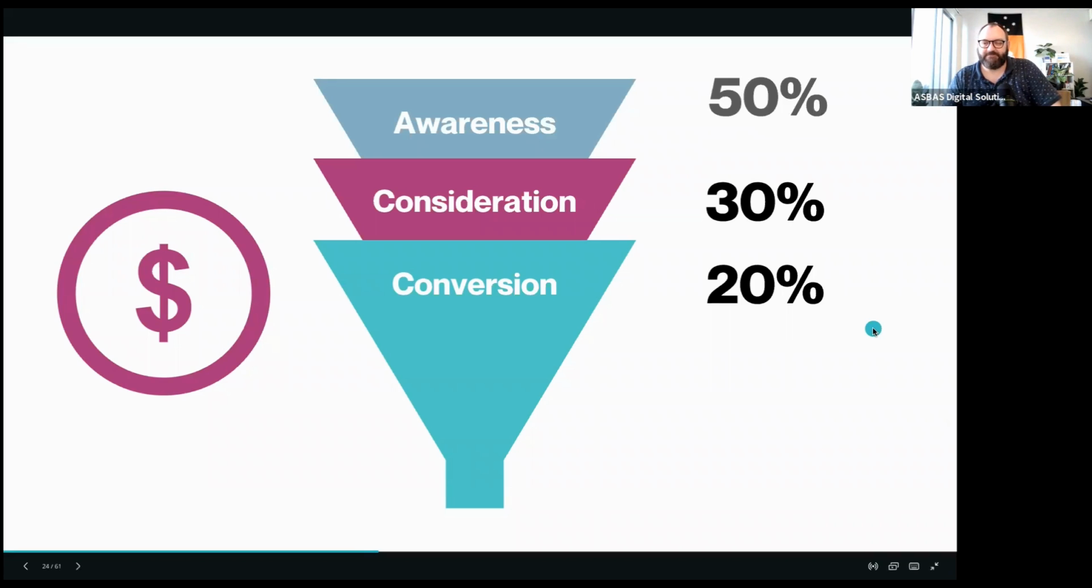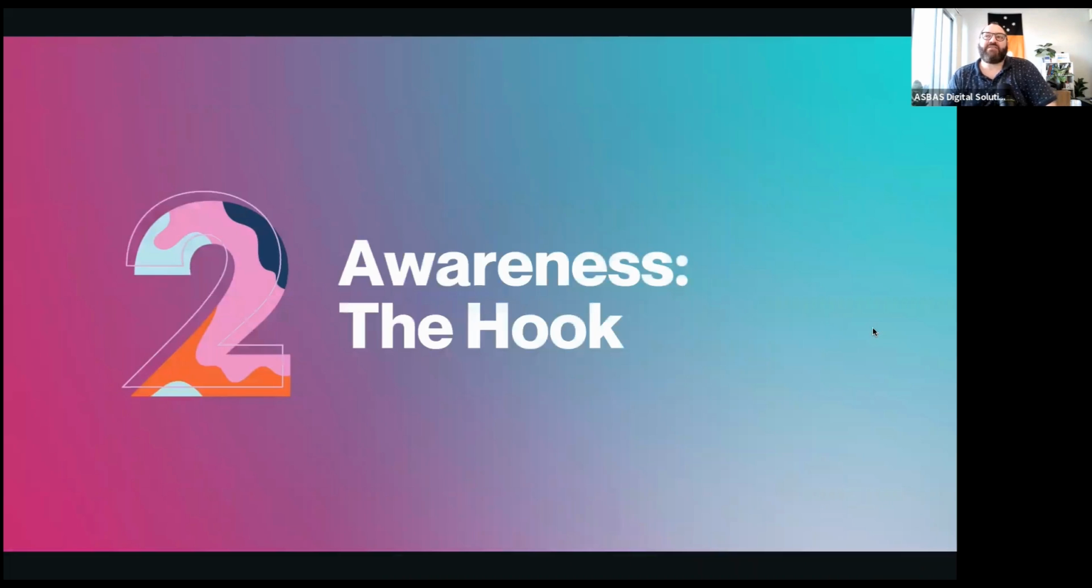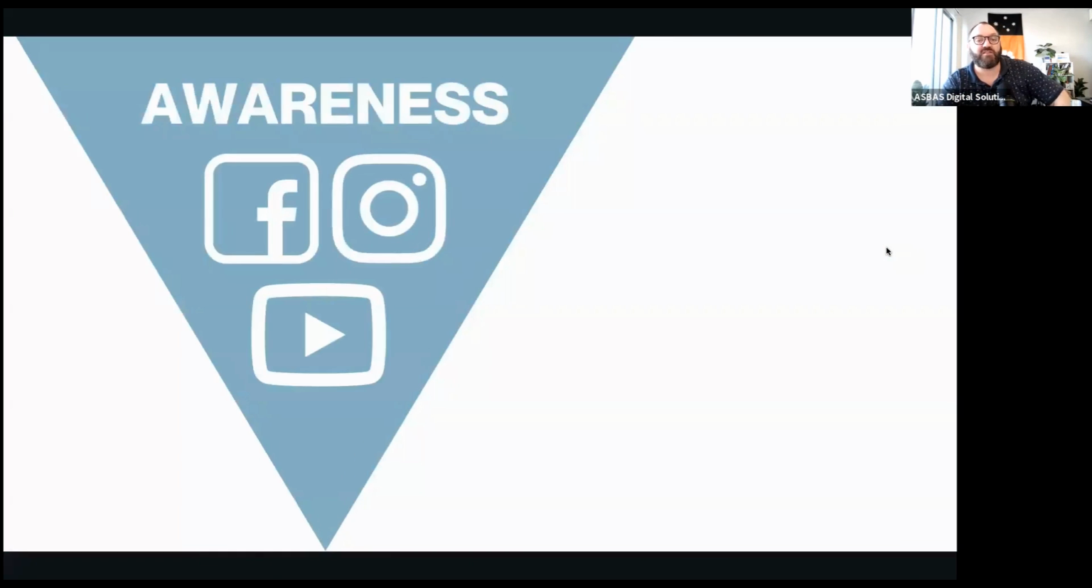Hope that makes sense. So at the top of the funnel, we're looking at awareness and what I call the hook. This is the thing that's going to get someone interested in what you are, who you are, and what it's for. So in awareness, we play with 3 platforms here: Facebook, Instagram, and YouTube.